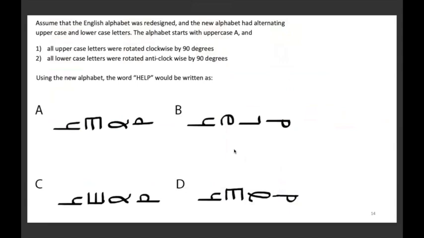Assume that the English alphabet is redesigned and the new alphabet has alternating uppercase and lowercase. The alphabet starts with uppercase A, and all the uppercases were rotated clockwise by 90 degrees and all lowercases were rotated anti-clockwise by 90 degrees. Okay, तो HELP कैसे लिखेंगे? Help वाला जो आपका है उसमें E is the only odd-numbered position, and all odd-numbered positions are uppercase. So E will be in uppercase and E will be rotated clockwise. So E ऐसा दिखेगा आपका.